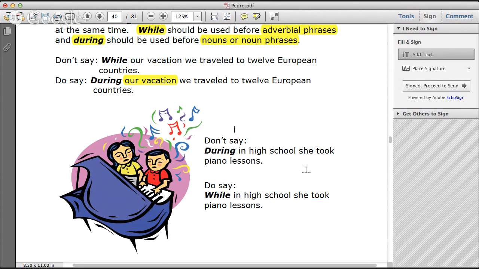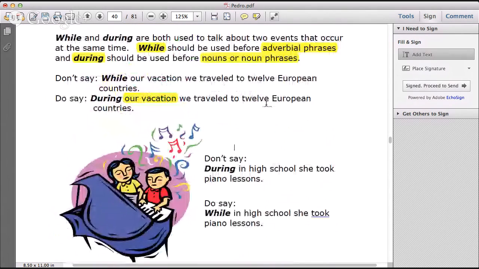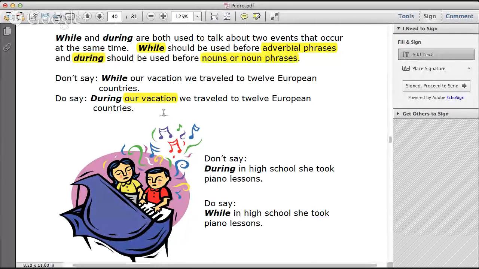Let's see if we can do some sentences here. We don't have enough time to do two sentences each, so we're going to do one and one. One person will do one with during, another person will do one with while, and we'll see if we can end our class that way. Let's go to David. David, let me have you use the word during in a sentence, please.